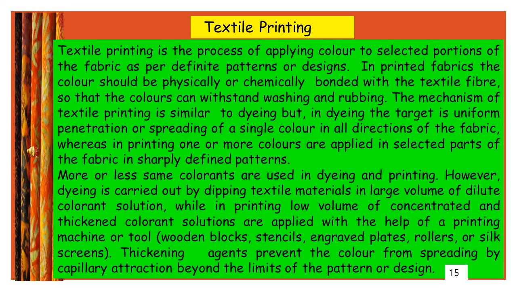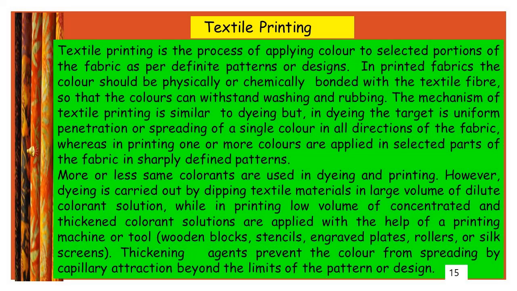The mechanism of textile printing is similar to dyeing, but in dyeing, the target is uniform penetration or spreading of a single color in all directions of the fabric, whereas in printing, one or more colors are applied in selected portions of the fabric in sharply defined patterns.